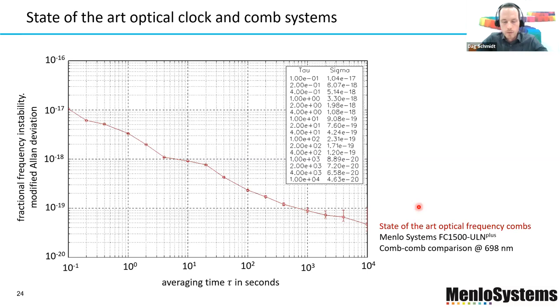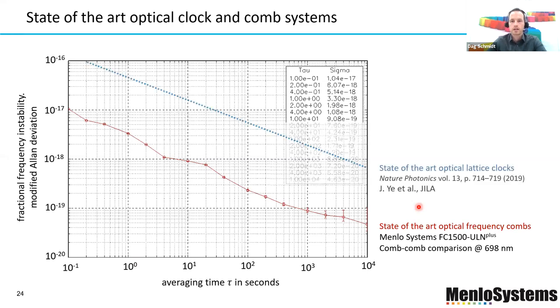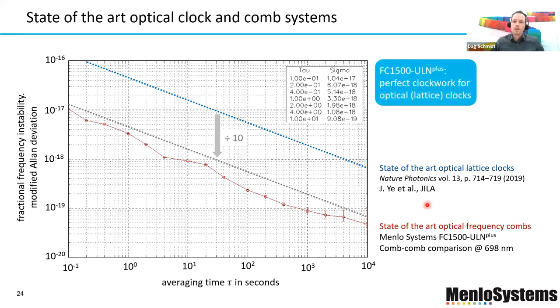And this really makes me proud to be the product manager for these combs, because if you compare this to state-of-the-art optical lattice clocks like the one from JILA, you see here, they average down here on the blue line. So this means we are more than an order of magnitude better here in fractional frequency instability than the best optical lattice clocks. And I think this data here really gives me the right to claim that the FC1500 ULN Plus is the perfect clockwork for optical lattice clocks.